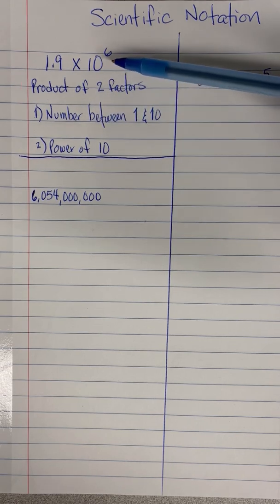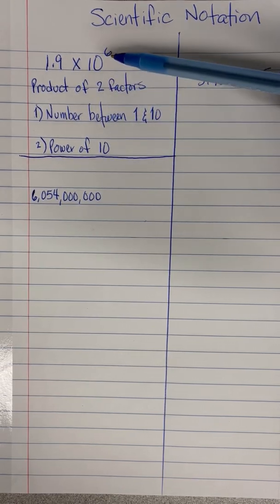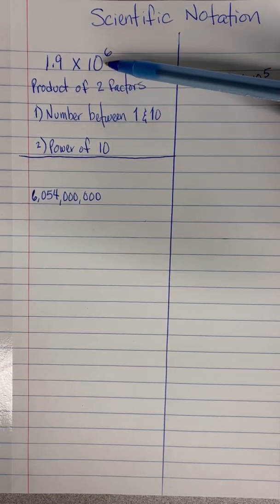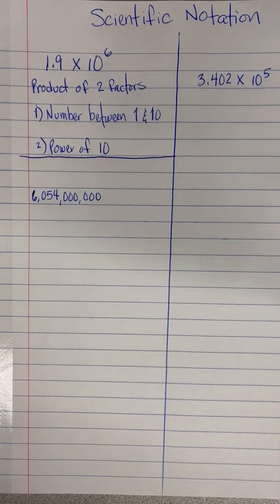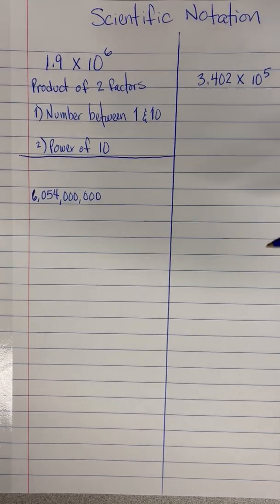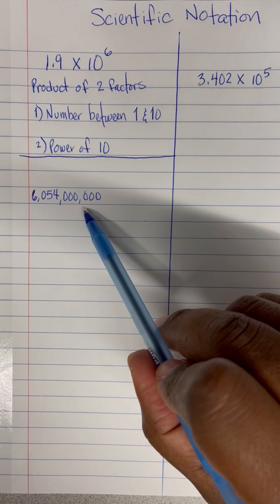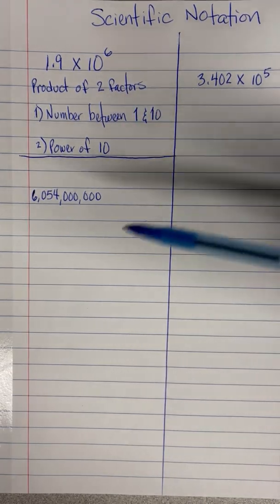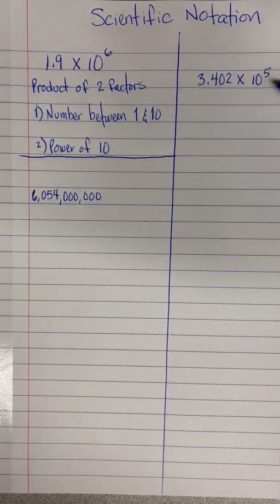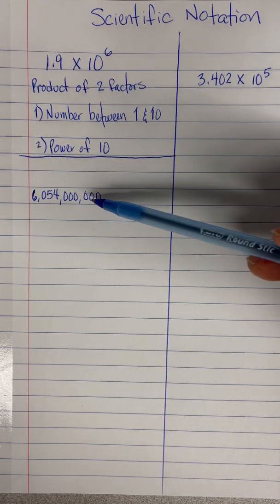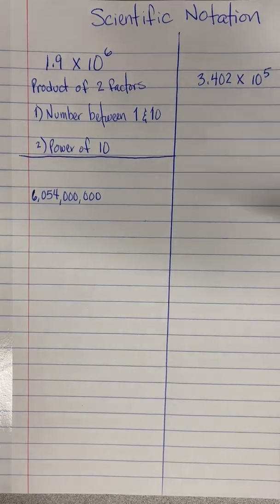And then the second factor has to be a power of 10. Now, you know that it's a power of 10 because the 10 has an exponent. So what I'm going to show you here is how to write this number in that fashion. And then I'm going to take this number written in scientific notation, and I'm going to write it in standard notation or standard form, which would look like this.